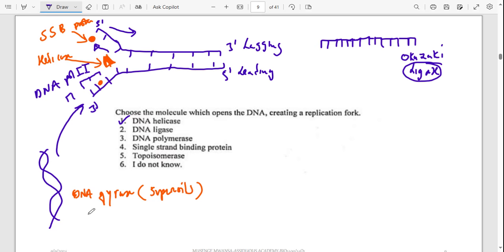So take note: DNA gyrase is also known as topoisomerase. Okay, so I've explained what each one of these enzymes here is doing.